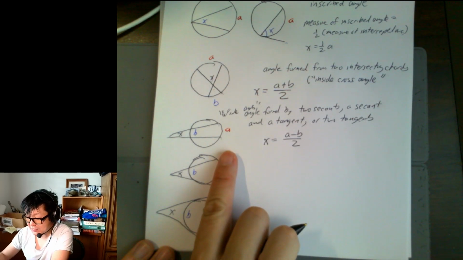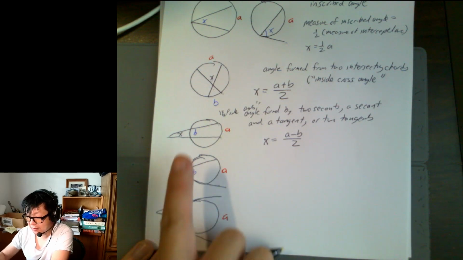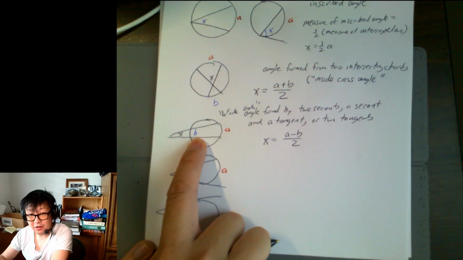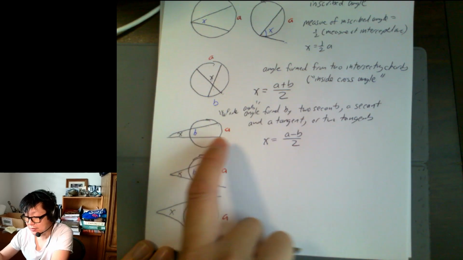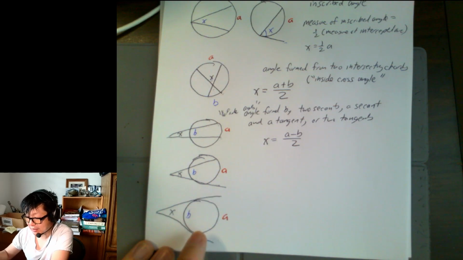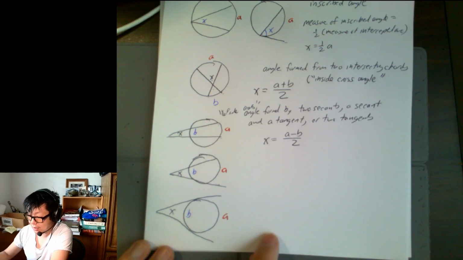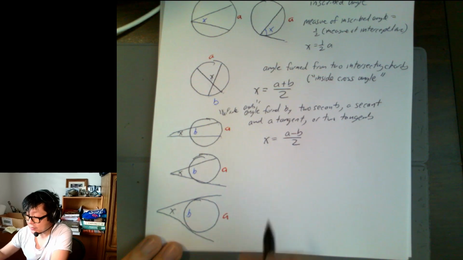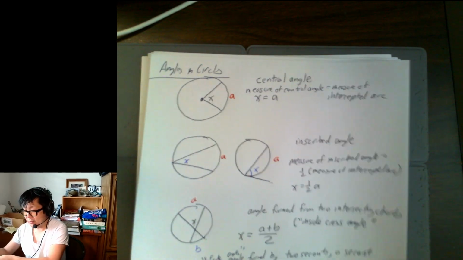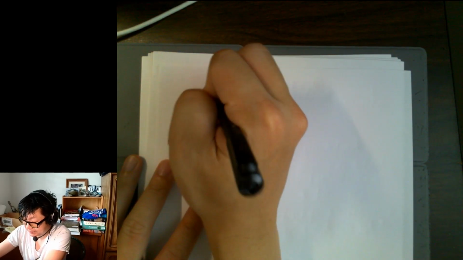And in all these cases, the measure of the angle is equal to the difference in the measures of the arcs divided by 2. So A minus B divided by 2. Note in this case with two tangents, you may be given only the measure of one of the arcs. You can still calculate the measure of the angle.